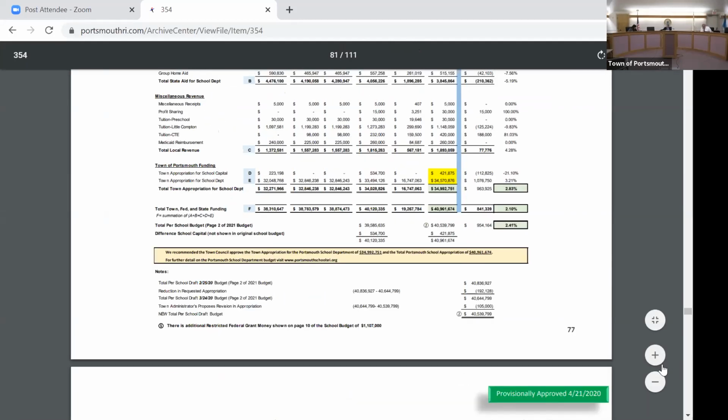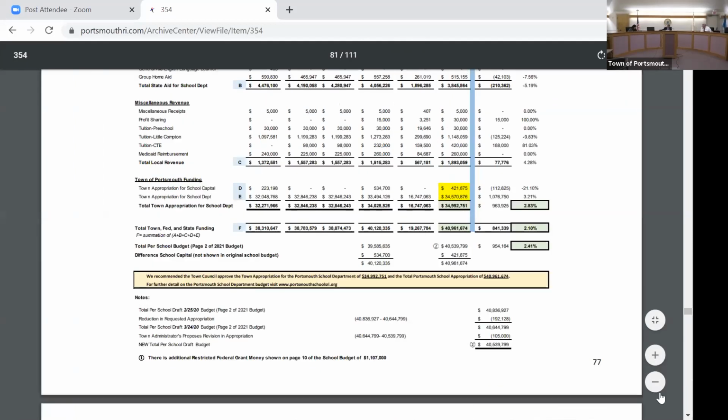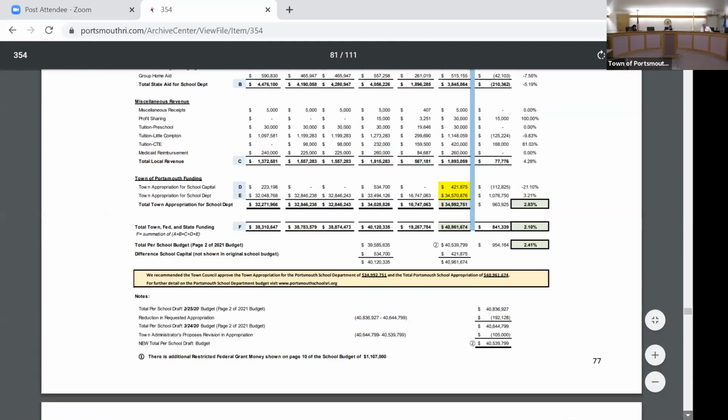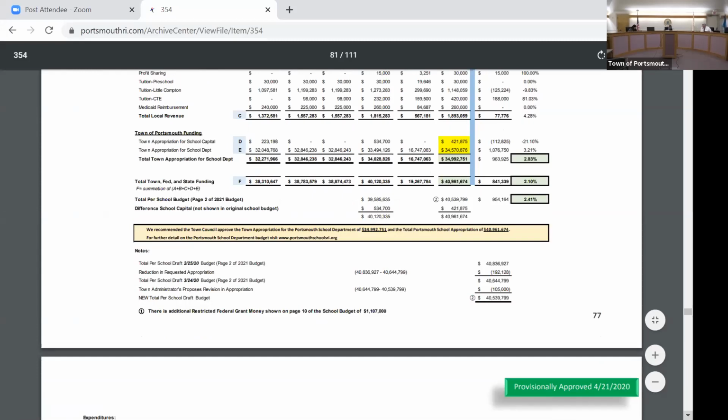Now, at the bottom of that page, page 77, you will see a note that reflects the school department anticipates $1,107,000 in restricted federal grants. I have discussed this following our conversation at the last meeting with the school finance director, and future budgets will incorporate and reflect how this funding is to be expended. For now, we are asking the council to acknowledge and provisionally approve the school department's anticipated receipt of $1,107,000 in restricted federal grants.